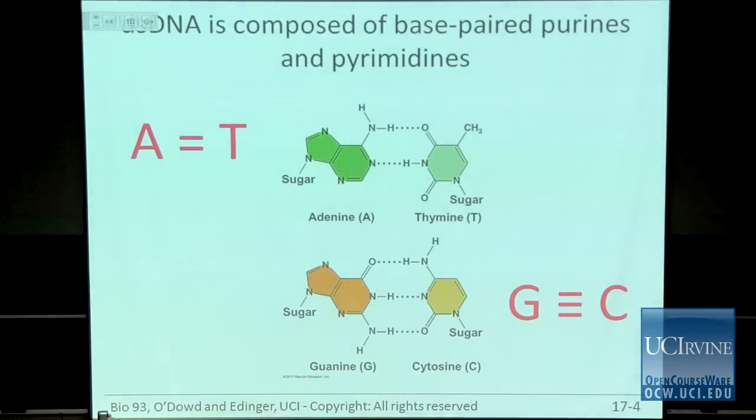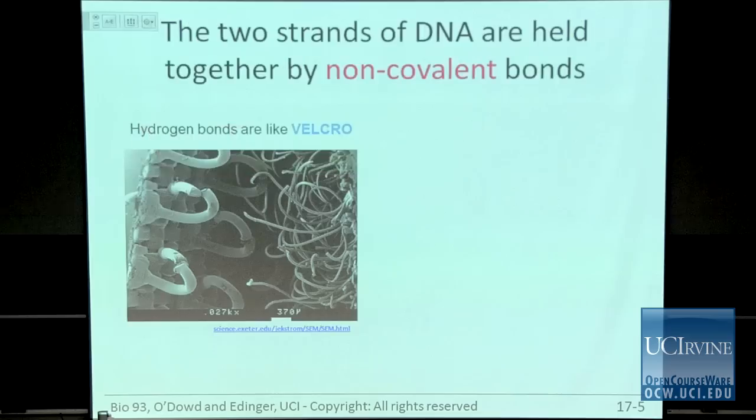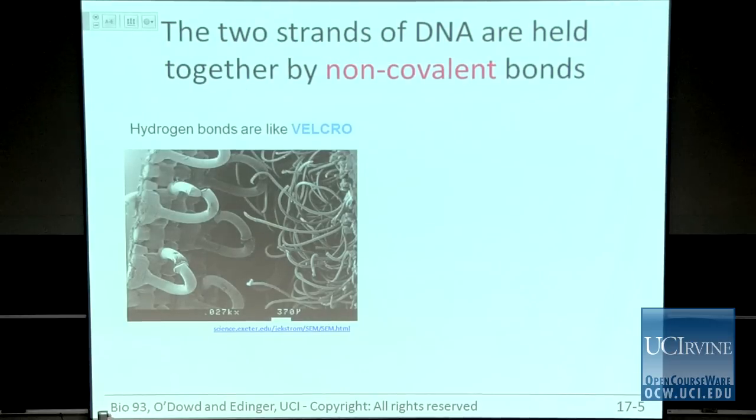So the purines pair with the pyrimidines, A with T and G with C. It takes more energy to break which kind of pairing, A and T or G and C? G and C, that's right, because it has 3 hydrogen bonds. And we're not going to go through PCR, but it will be important to know in your future.